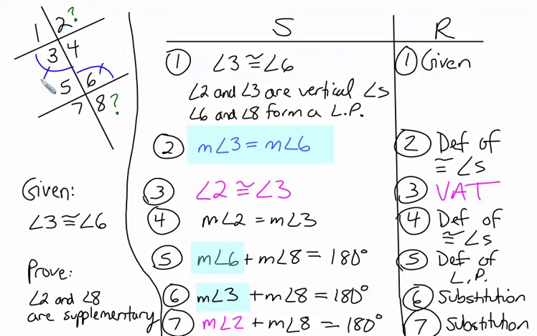So really the key to this proof, the key to succeeding on this proof, is looking at the beginning, looking at the picture and coming up with your givens. And again, when we looked in this top portion, we were able to say that 2 and 3 were vertical angles. And when we looked in the lower portion of the picture, the angles involved were 6 and 8, and we saw that they formed a linear pair. Once you do that, the rest of the proof kind of works itself out.